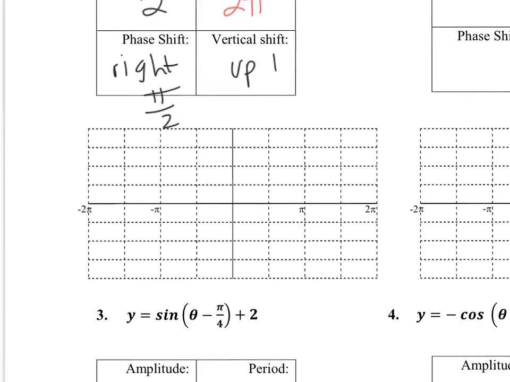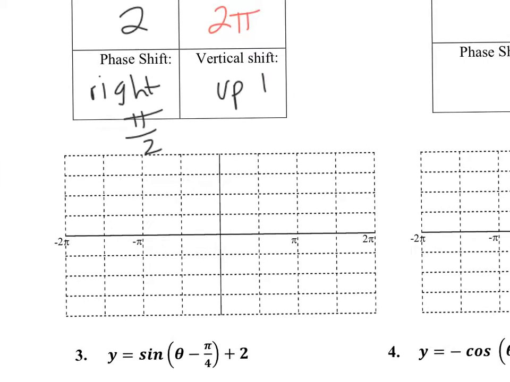So the way I do this is, if I'm going up 1, I'm going to let this be my baseline, or my new 0 point. And if my amplitude is 2, I'm going to go up 2 from here, and then I'm going to go down 2 from that red line. And then I'm going to put my starting at right pi over 2. So this is pi over 2.